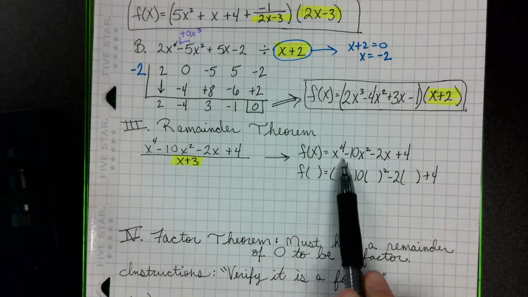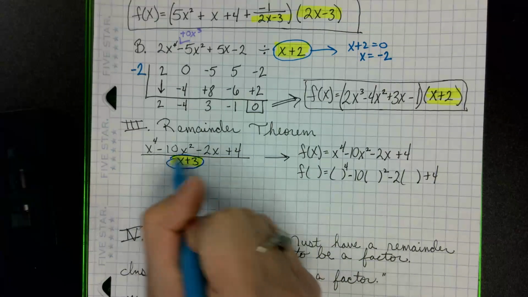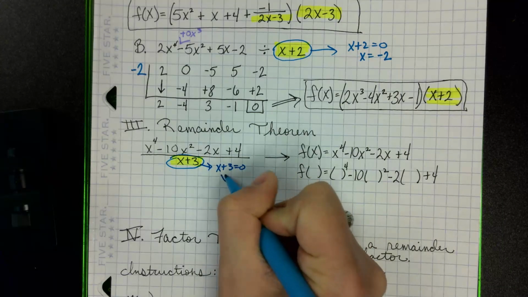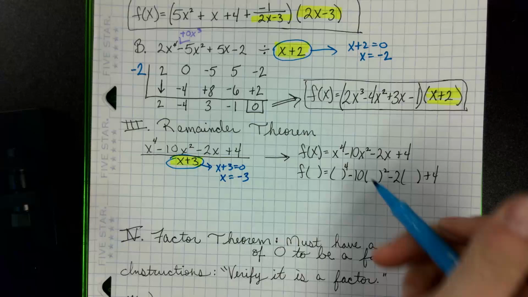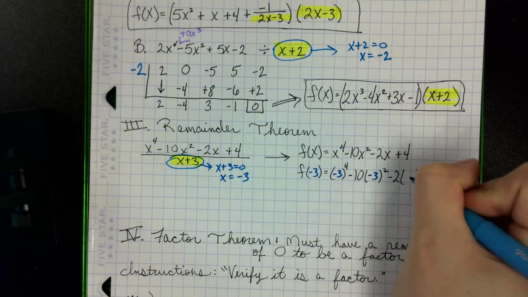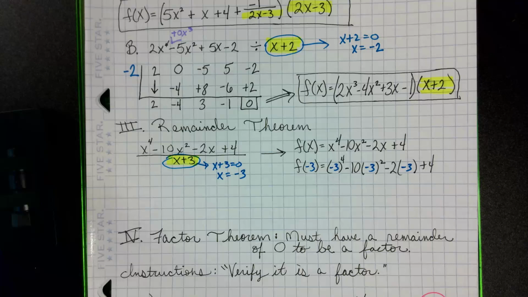So if I evaluate this function at the 0 that I'm going to divide by, then what I get is the remainder. So I need to know what the 0 is. So x plus 3, x plus 3 equal to 0, x equals negative 3. So if I evaluate this function at negative 3, it will tell me what the remainder is if I divide without actually having to divide.